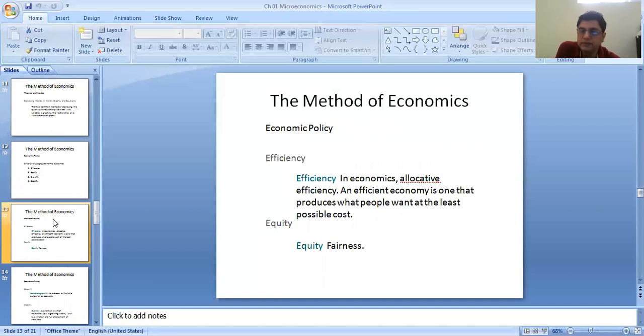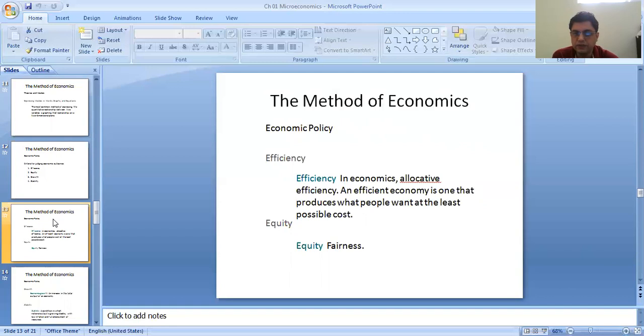Efficiency. What efficiency? In economics, allocative efficiency. An efficient economy is one that produces what people want at the least possible cost. Least possible cost means least possible money, least possible time, least possible workforce, etc.